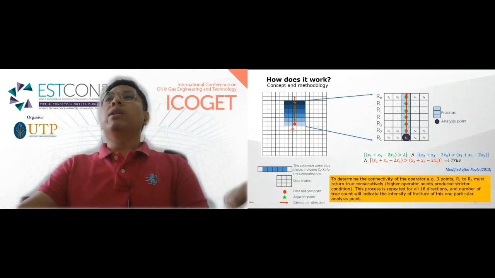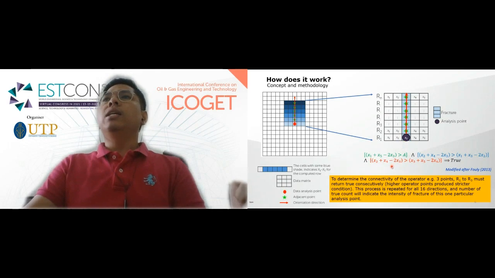The NTD engine will scan the amplitude surrounding it and define whether that point is a fracture or not by using this equation. This equation contains three conditions that must all be met to mark that point as true. For instance, the amplitude at x1 plus the amplitude at x5 minus 2x3 must be bigger than the amplitude at the analysis point. And this is the second, and this is the third condition. Again, if all conditions are met, then the point will be marked as true.